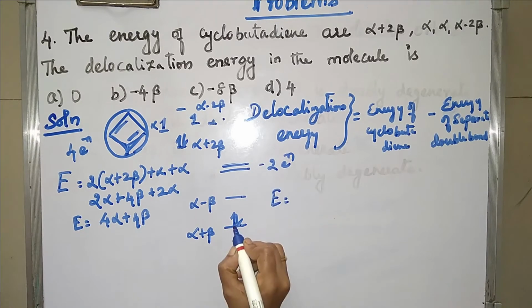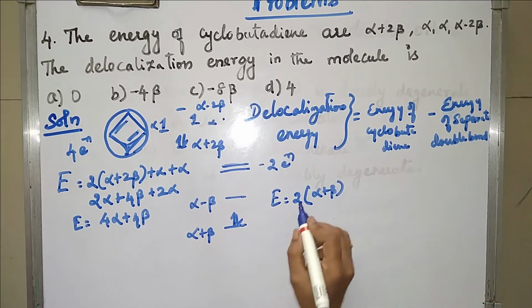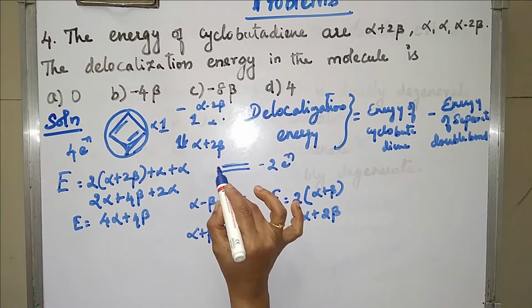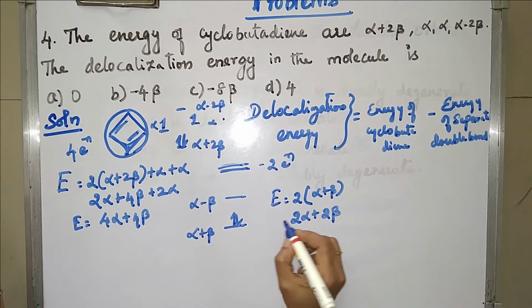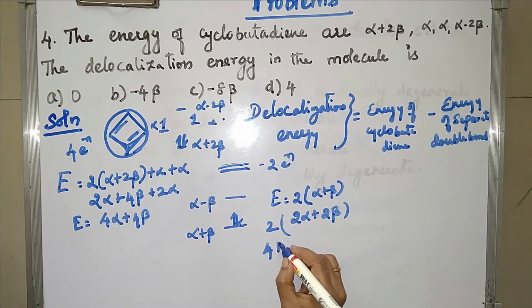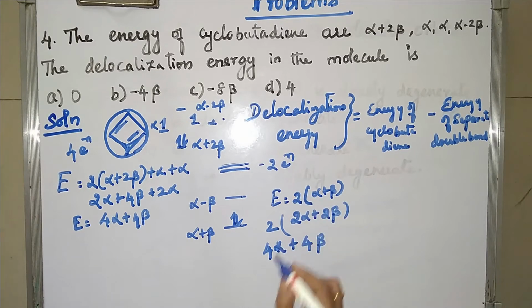E is equal to, 2 electrons are there, 2 into alpha plus beta. So 2 electrons means 2 alpha plus 2 beta will come. So this is for one double bond. We need to find out for two double bonds, so multiply by 2. So what we will get? 4 alpha plus 4 beta. This is the energy of the separate double bonds.